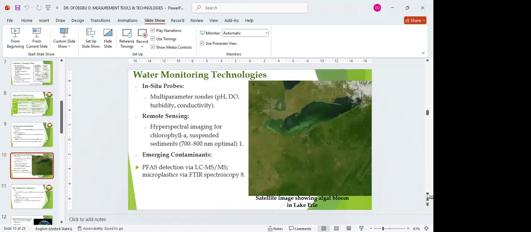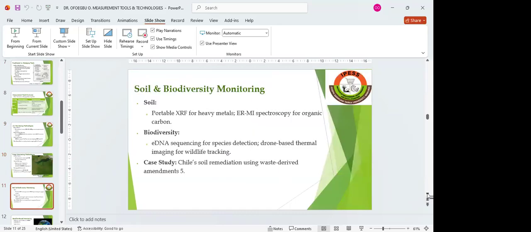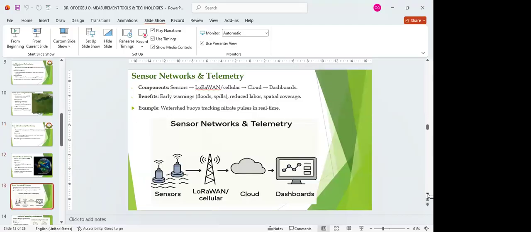So we looked at the water monitoring technologies. We also had a glimpse at the soil and biodiversity monitoring. And we looked at the satellite-based monitoring. And we looked at the sensor networks and telemetry.